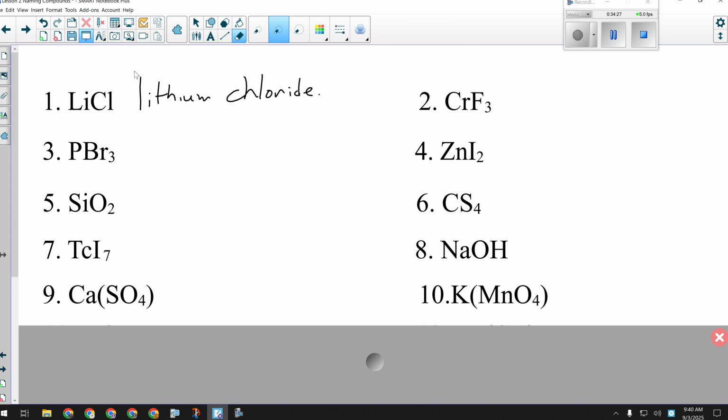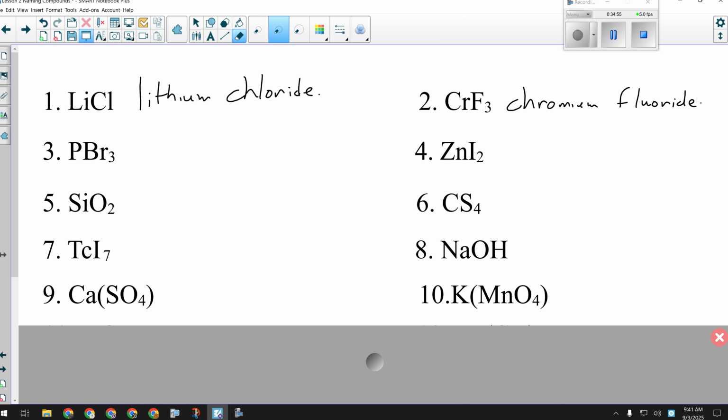Number 2, Cr stands for? Chromium. Is that a metal? Yeah, chromium's a metal, so we're looking at an ionic compound. Chromium. Write the name of the metal. Write the name of the non-metal, fluoride. Does chromium have more than one possible charge? Yes, so this one is going to need a Roman numeral.